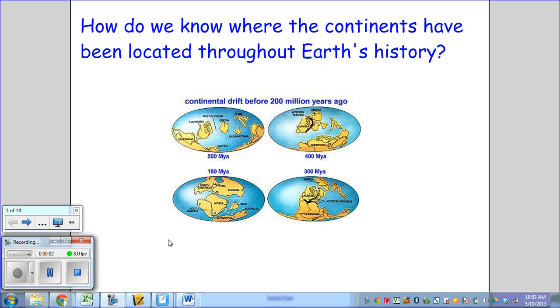Now that you have a general understanding of Alfred Wegener's idea of continental drift and his notion that the continents move, we're going to take this a step further and determine how we know what the Earth looked like throughout its history. This is known as paleogeographic reconstruction.